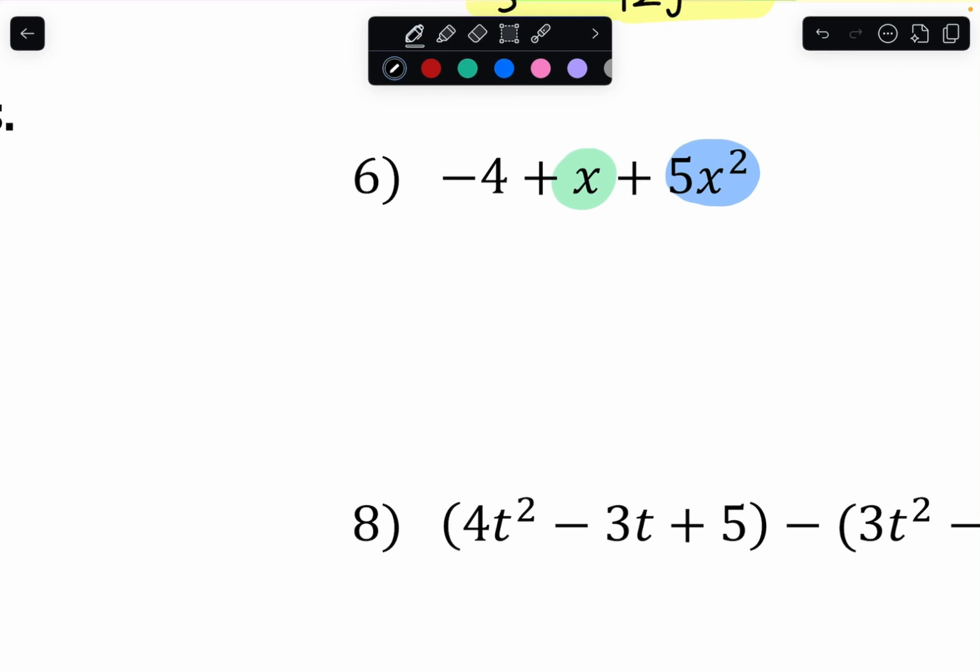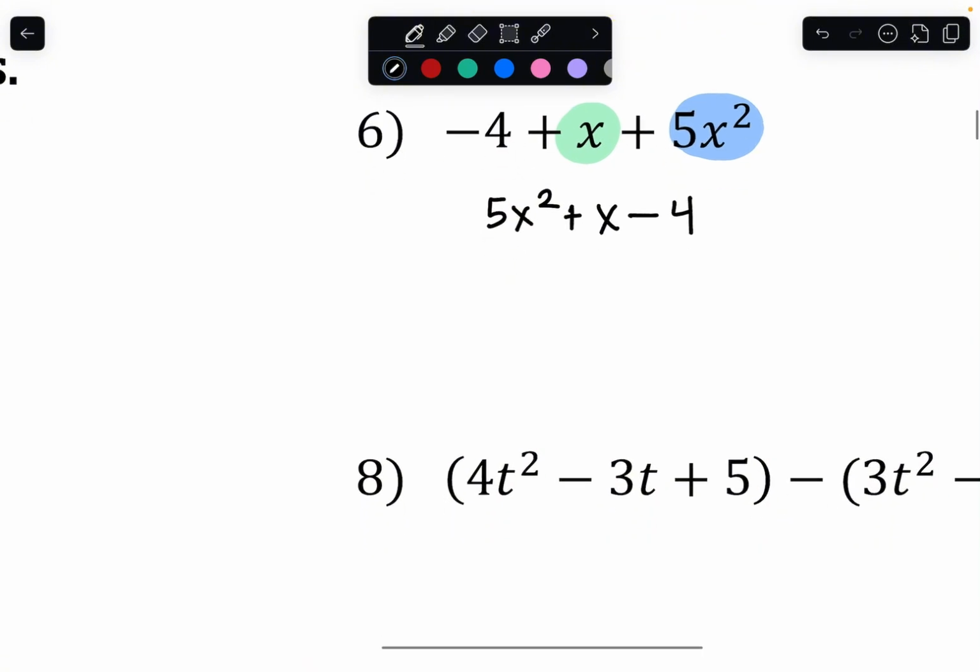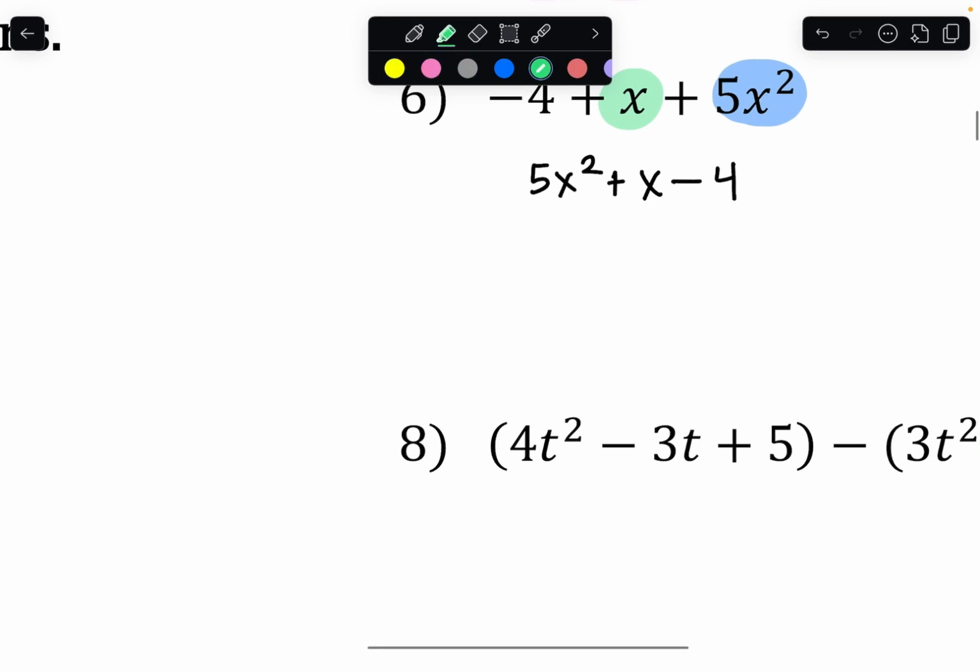So the only thing we have to do on number 6 is just put it in the correct order, descending order. So 5x squared would go first, followed by the x, followed by the negative 4. Take that negative with it. And so our final answer would just be 5x squared plus x minus 4.